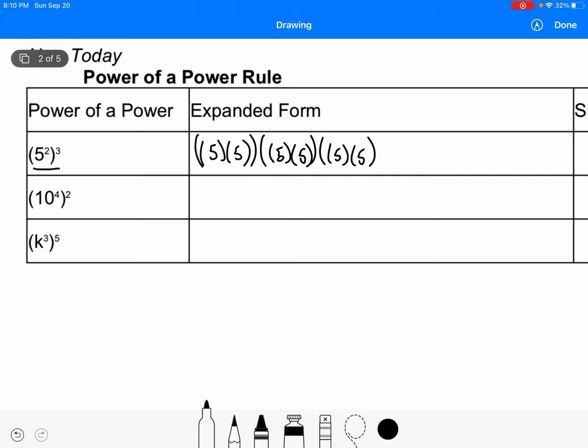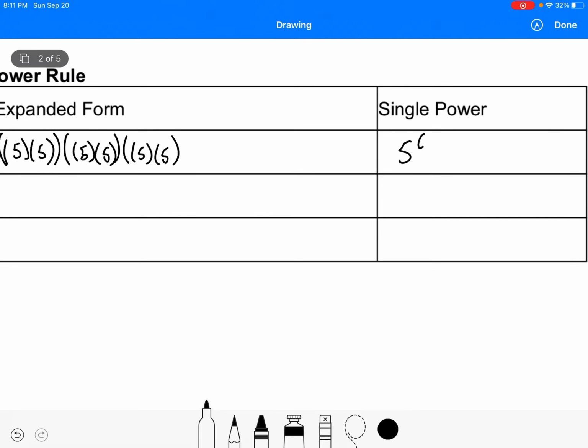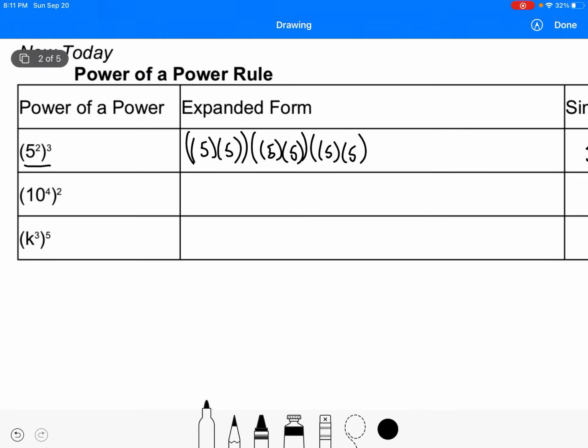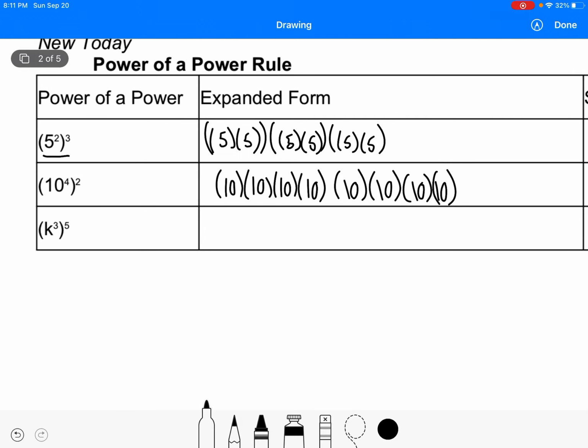But if we look at this, we've got 5 times 5 times 5 times 5, 6 times. So this is 5 to the 6. Well, we can do the same thing here. We've got 10 times 10 times 10 times 10. Now we have to square that, so we're timesing that by 10 times 10 times 10 times 10. Well, that's 10 to the 8. It's 10, 8 times.